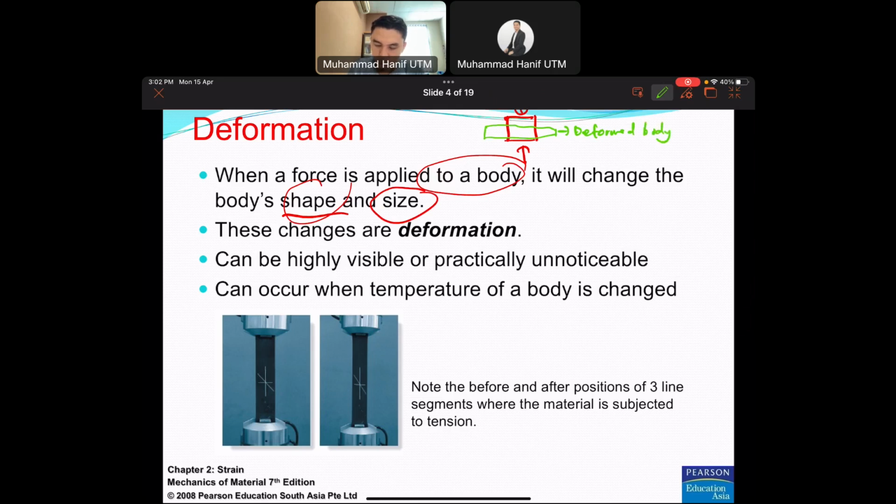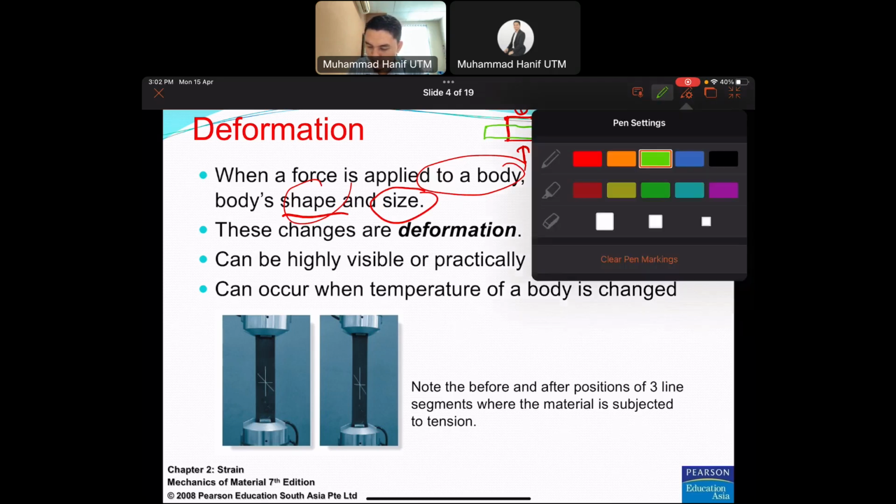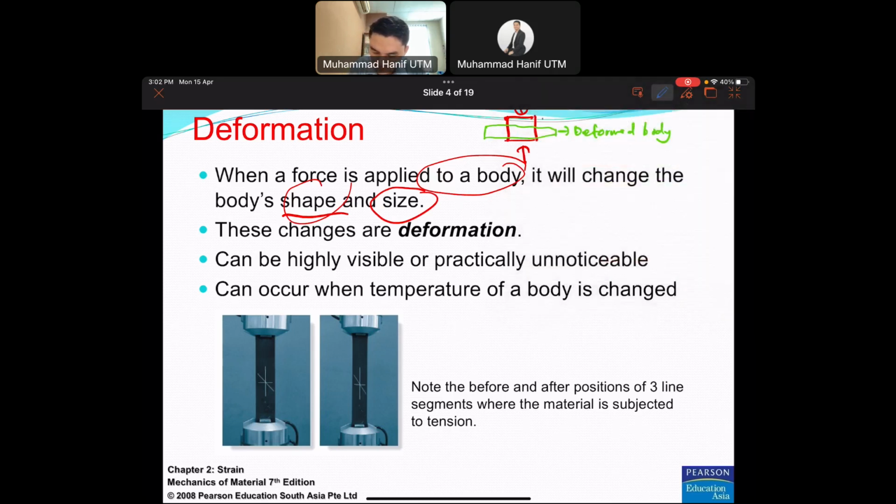The changes in size can be calculated later. We can calculate these changes, and these changes, and also these changes. This can be calculated later. Let me put the delta and delta. So this delta can be calculated later. All right, so what we call this phenomenon is deformation. We call it deformation.